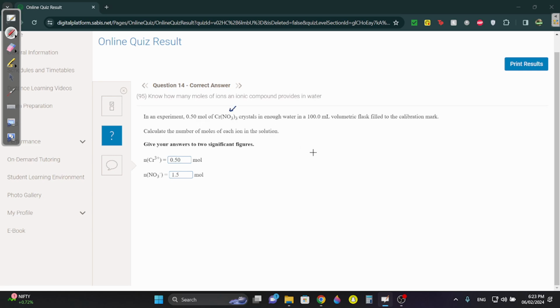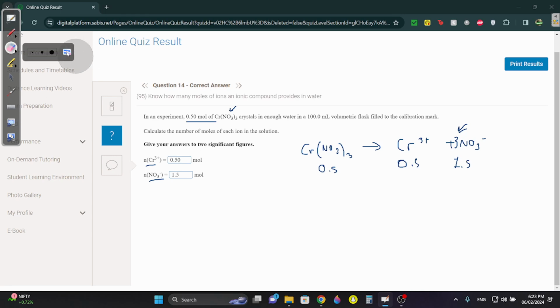Okay, Cr(NO3)3 is dissolved, so you have to write the dissociation. Cr(NO3)3 dissolves into Cr and NO3. Balance it. Cr is 3 plus and NO3 is minus. Okay, but you have to balance. This had 3 NO3, so you have to put the 3 over here. Okay, then what do you do? You have 0.5 moles of Cr(NO3)3. They want the moles for each one. The Cr and the Cr(NO3)3 have the same coefficient, so it's going to be 0.5. But this one has 3 as a coefficient, so you have to multiply by 3, so it will become 1.5. That's it. Okay, if you want the answer for the exam, it was 0.30 and 0.60.